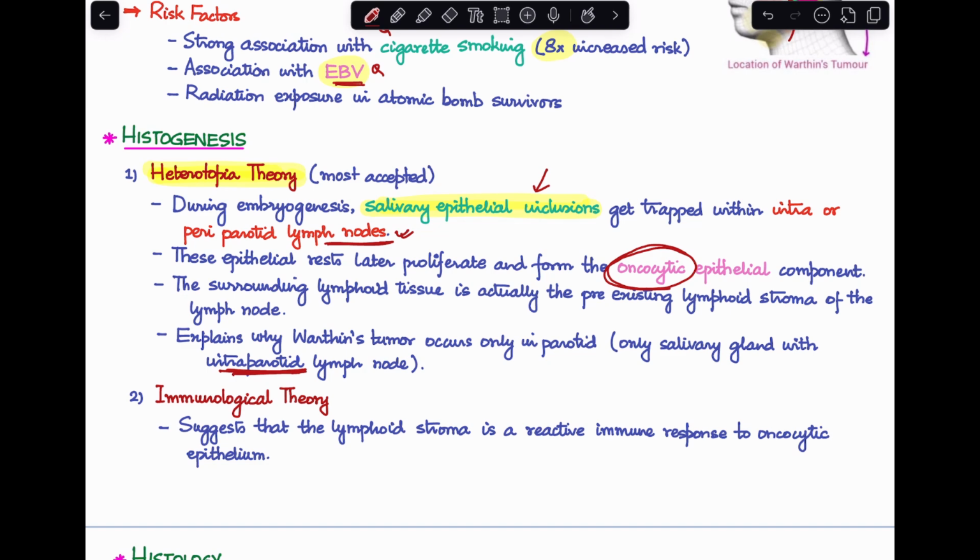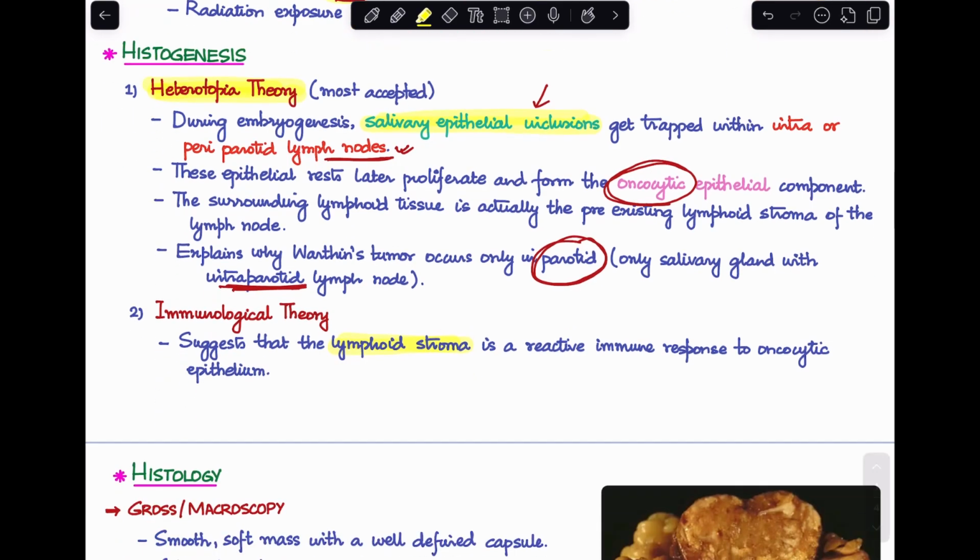That explains why it is exclusively occurring only in the parotid. So that is the most commonly accepted theory. There's another immunological theory which suggests that maybe this is an immunological response. So the lymphoid stroma that we are seeing in the Warthin's tumor could be a reactive immune response to the oncocytic epithelium that develops. So this is about histogenesis of Warthin's tumor.